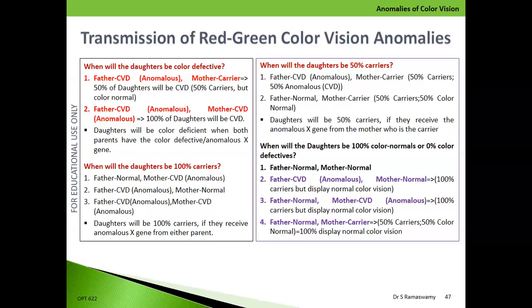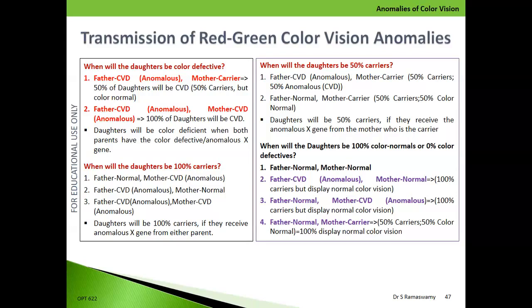The fourth one is, when will the daughters be 100% color normals, or in other words, have normal color vision or 0% color defective? So if both father and mother are normal, then the daughter is going to be normal. If the father is anomalous but the mother is normal, then 100% of the daughters will be carriers, but they will display normal color vision. Similarly, if the father is normal and the mother is anomalous, the daughter will receive the gene from the mother, so they'll be carriers, but they will still display normal color vision.